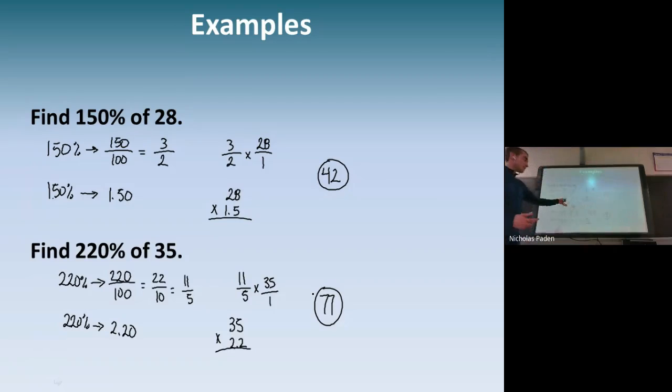And then that's going to be even more than 200%. So 77, it does make sense. It's a bit bigger than 35. That's because I'm more than doubling that 35.